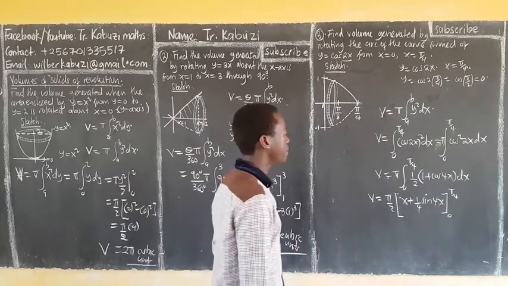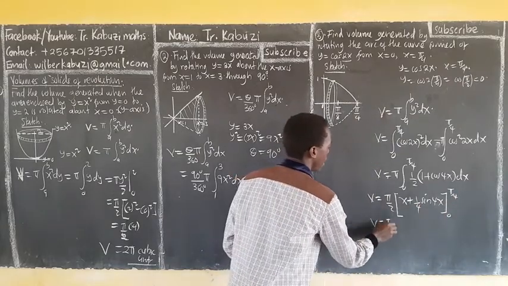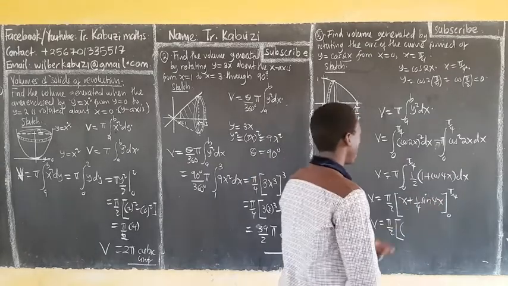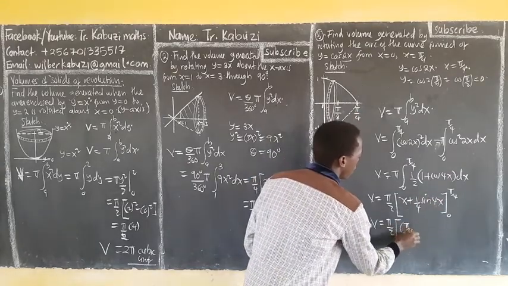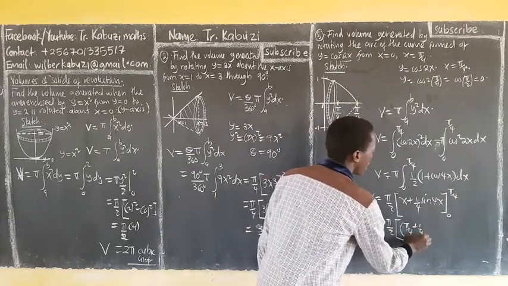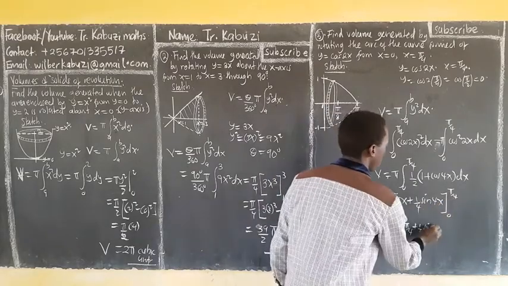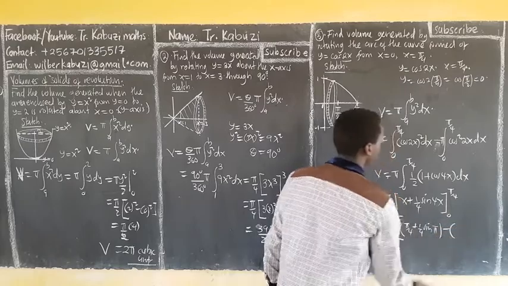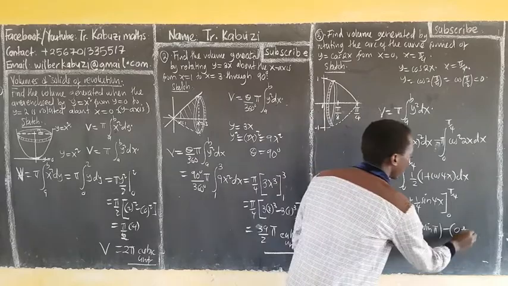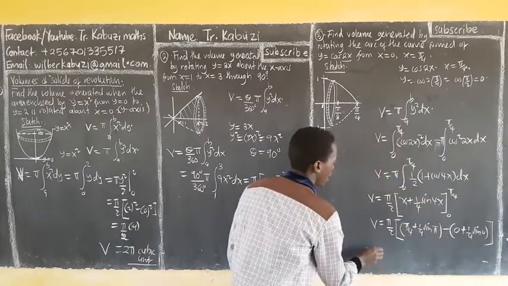So let us substitute. If we substitute this here, my volume will be now pi over 2 into the upper limit. Here we are having pi over 4, then plus, substituting here pi, we are having a quarter, then sine. This 4 cancels, we have only pi, then minus, when I substitute 0, then plus a quarter, sine of 0. Okay, let us simplify and see.